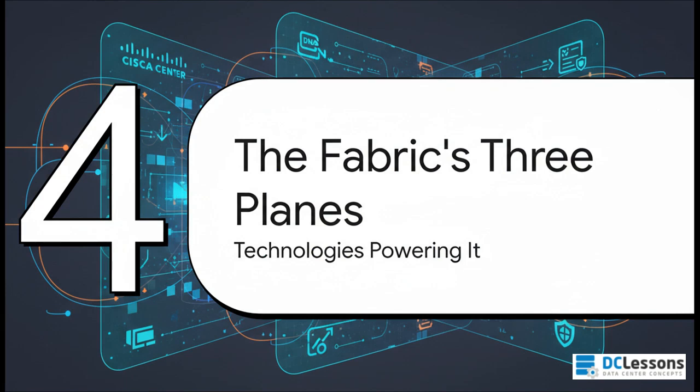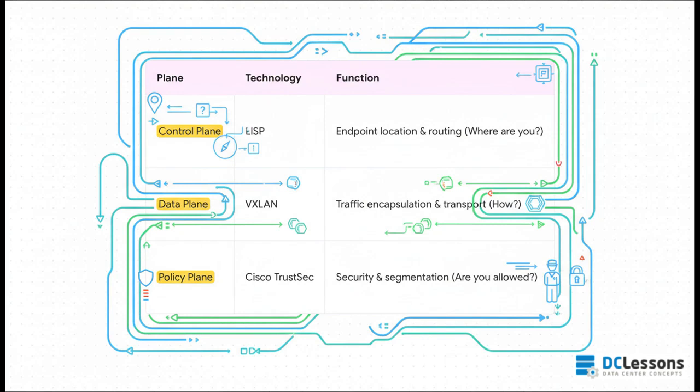So you're probably wondering, how does this all actually work? It's not magic, right? Well, the overlay's functions are neatly divided across three different but very cooperative operational planes. Now, this slide is fantastic because it really breaks down the division of labor here. You've got the control plane, which uses a protocol called LISP. Its whole job is to answer the question, where are you? Think of it as the GPS for the network. Then you have the data plane, which uses VXLAN. Its job is to figure out, how do I get there? It's the actual transport vehicle that packages up the data and moves it.